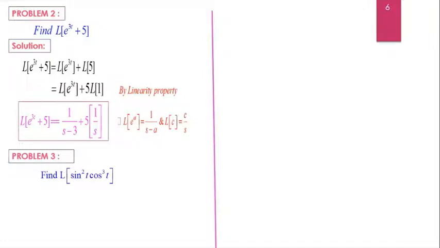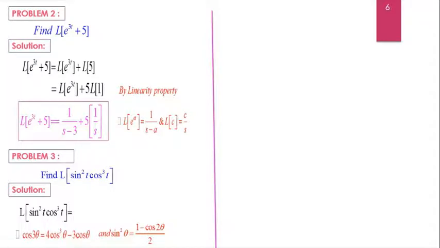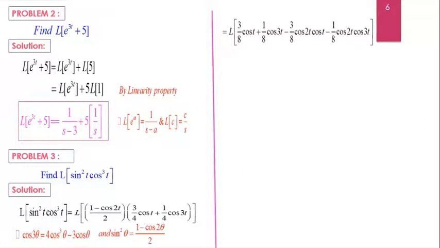Laplace of sin square t into cos cube t. Since we know the formulae for sin square theta and cos cube theta, we write Laplace of sin square t cos cube t as Laplace of 1 minus cos 2t divided by 2 times 3 by 4 cos t plus 1 by 4 cos 3t. When the two parenthesis terms are multiplied, we get Laplace of 3 by 8 times cos t plus 1 by 8 times cos 3t minus 3 by 8 cos 2t cos t minus 1 by 8 cos 2t cos 3t.